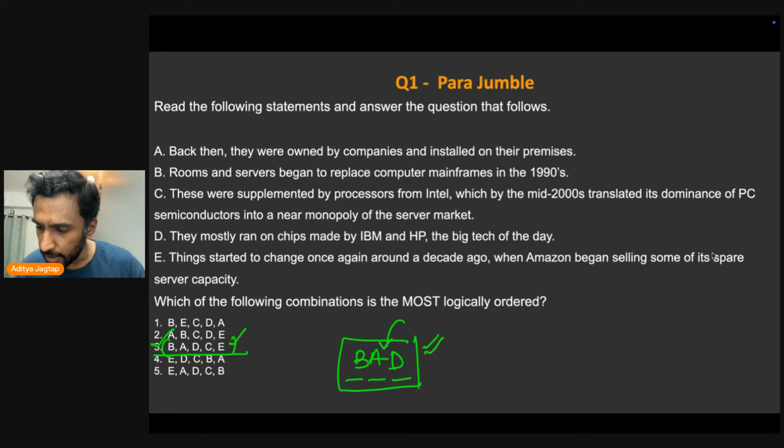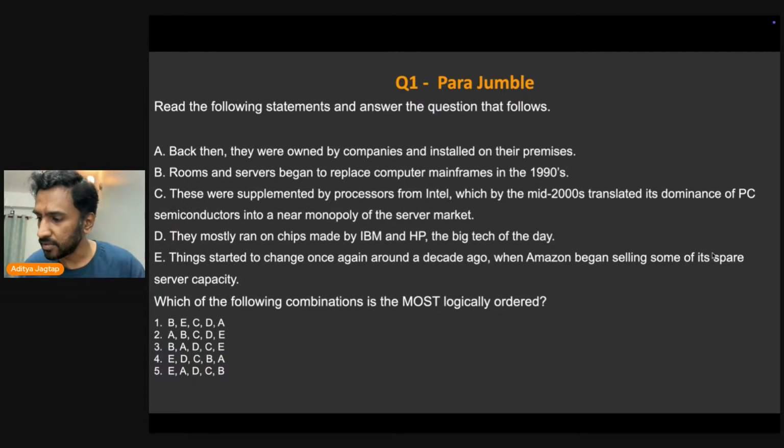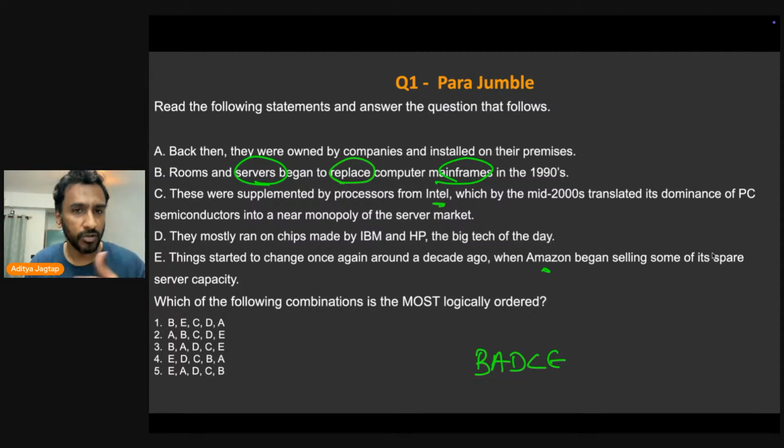Once we have this, we read the full thing and we notice the author is telling us this: when servers replaced computer mainframes, something played out. There was some company which was dominant for a while, which is Intel, and now Amazon is essentially selling its server capacity. And today we know that Amazon is the dominant player in terms of server space. All right. So BADCE is the correct sequence. The method is what you want to remember and stress on, right?